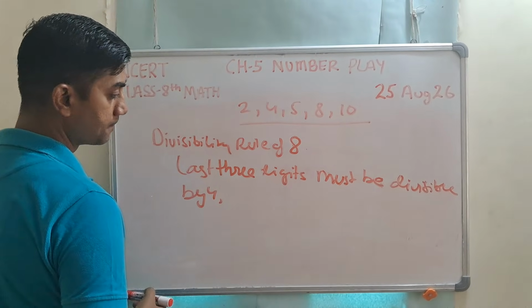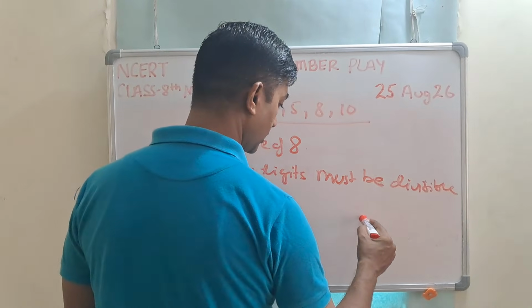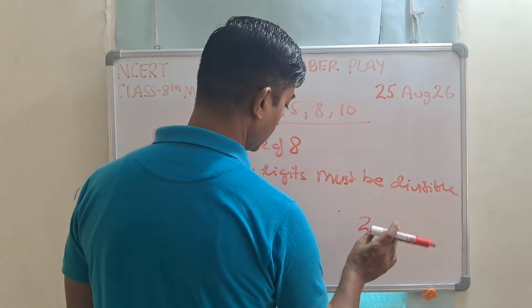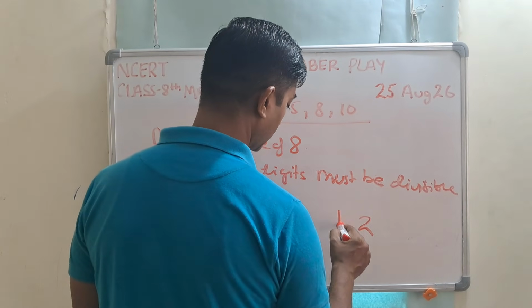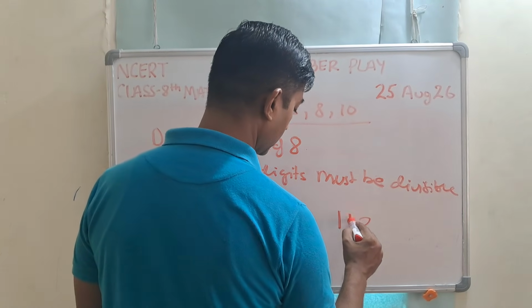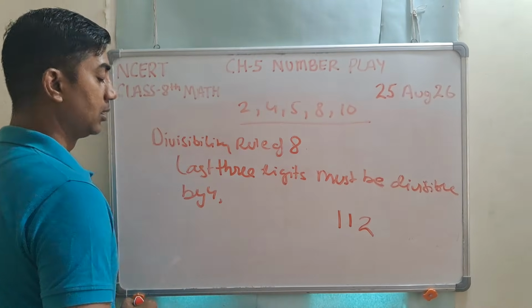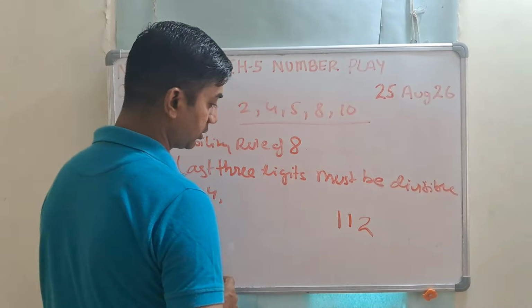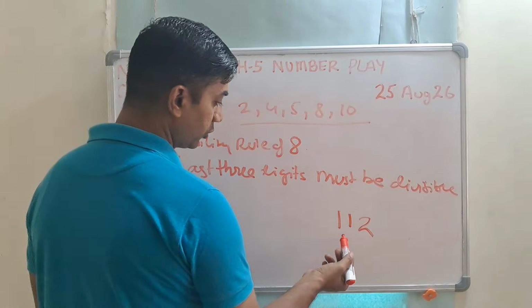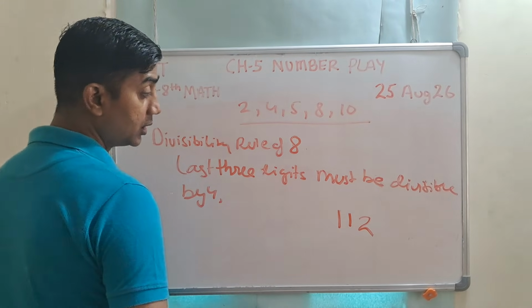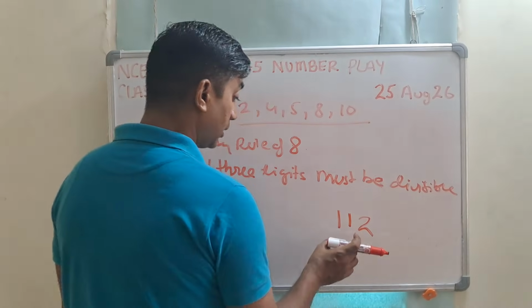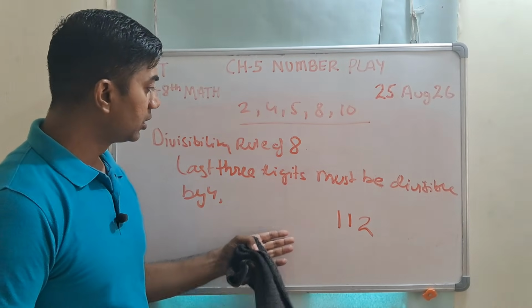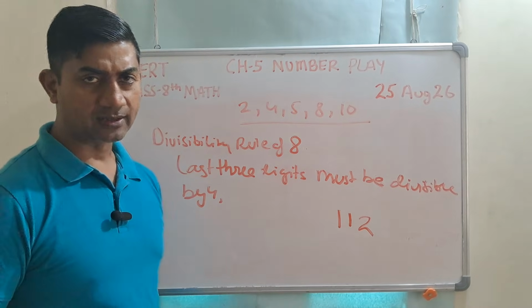Now we will see. What is this number? 112. Now you check whether this number is divisible by 8 or not. Understood? Then you came to know that this number is divisible by 8. Now see, you may think it is difficult. There is no use of this divisibility rule if we have to actually divide a 3-digit number.